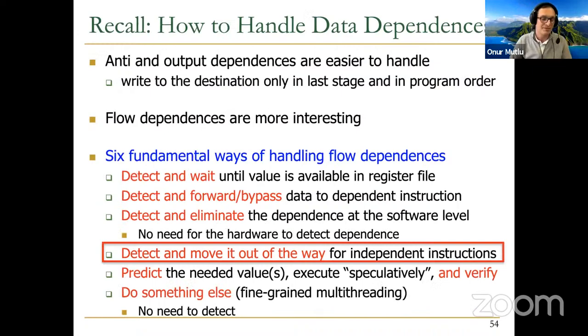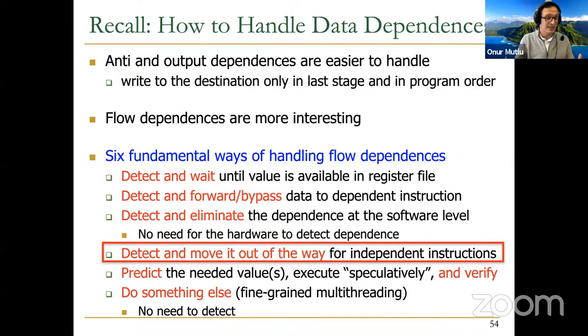Okay, so now let's get back to the fundamentals a little bit more. We've looked at how to detect dependencies. And we discussed detecting and stalling or waiting. We discussed detecting and forwarding and bypassing. And we discussed detecting and eliminating the dependence causing conditions by doing instruction scheduling, for example. There's another way, which is you detect the stall causing condition and move the dependent instruction out of the way to some area in hardware, and then get independent instructions into the pipeline and execute them. This is called out of order execution. It's a very powerful concept. We're going to examine it tomorrow.